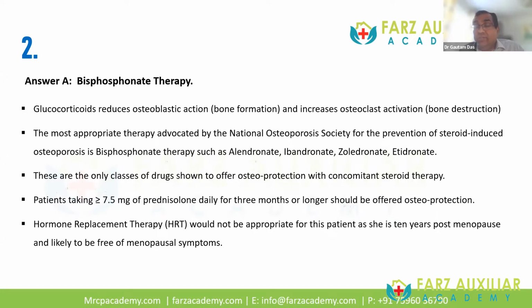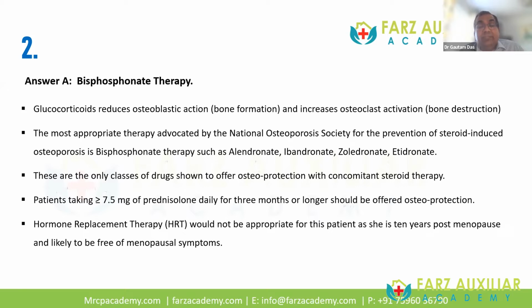The National Osteoporosis Society here in the UK has recommended that the most appropriate treatment to prevent steroid-induced osteoporosis is actually a bisphosphonate. So your common drugs which are prescribed will include alendronate, ibandronate, risedronate, zoledronate, or etidronate. So any of the drugs can be used, depending on what sort of eGFR the patient has, whether it is permissible to use it or not. Now, they are the only classes of drugs which are shown to offer osteoprotection when used with concomitant steroid therapy.